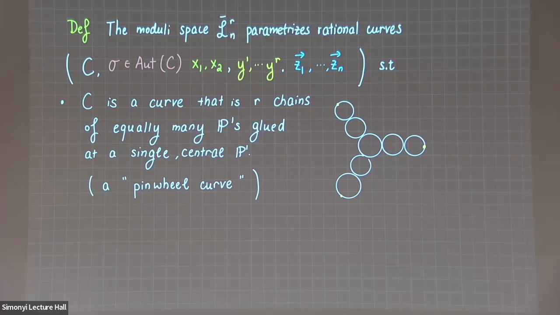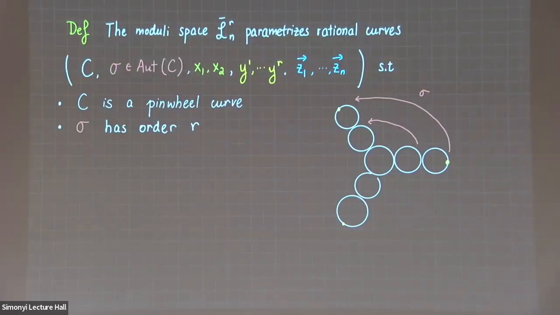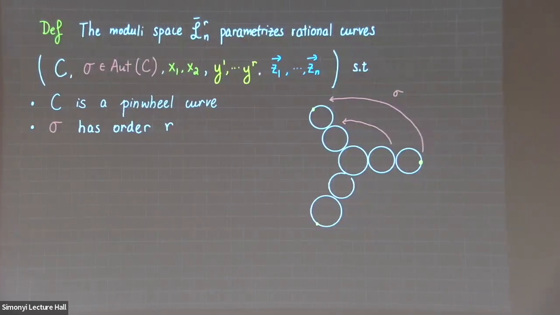And so C is a curve that is topologically a bunch of P1s, chains of P1s glued together, and every chain has the same number of P1s. And it comes with an automorphism sigma of order R. And what this sigma wants to do is rotate this pinwheel curve. And this rotation information will be manifested by the decorations.